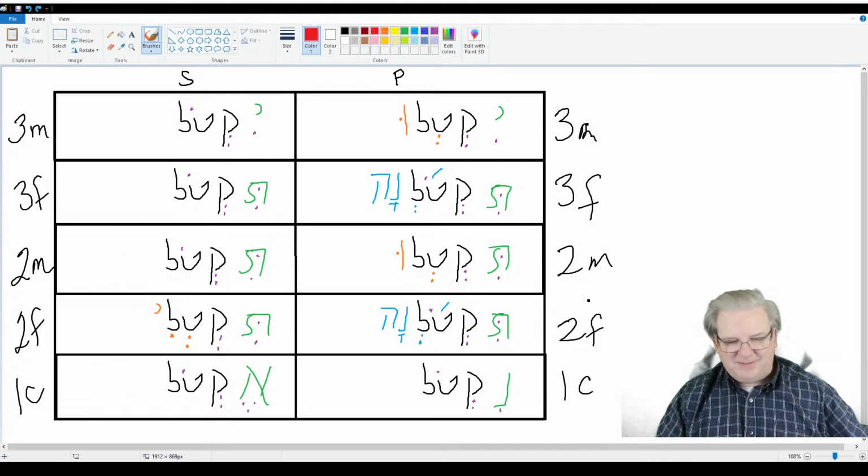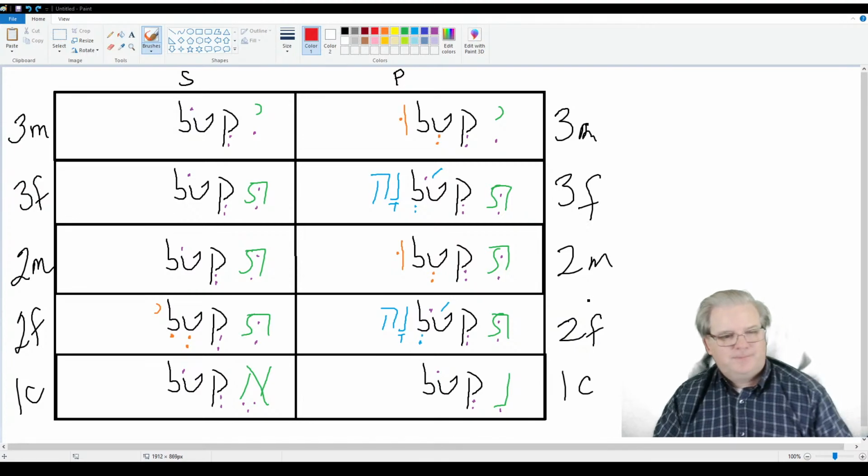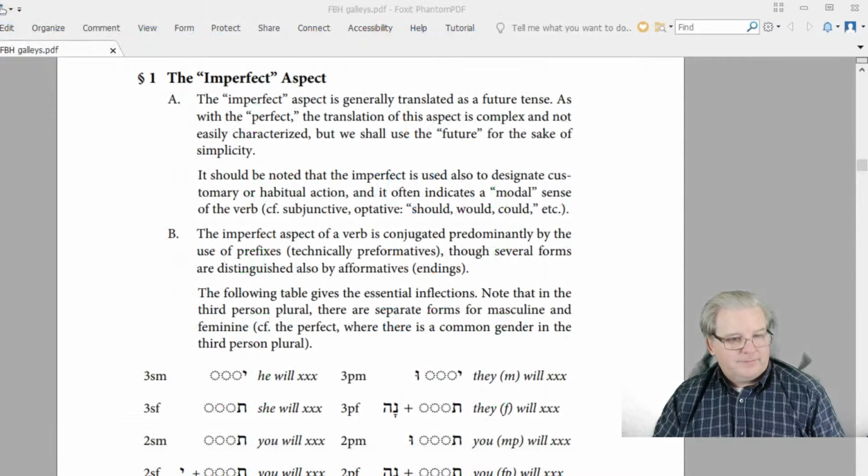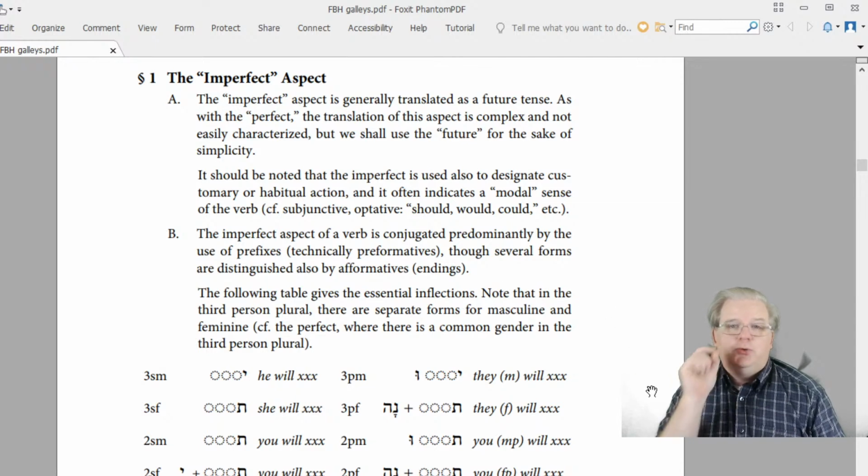So let's take a look at the book now. Document. So you can use it for reference. It's everything I said except better. Right, notice in that second paragraph, it should be noted that the imperfect is also used to designate customary or habitual, often indicates a modal sense, subjunctive, optative, would, should, could, all that stuff. Yeah. There you go. How do you know? You don't. You have to work really hard at it.